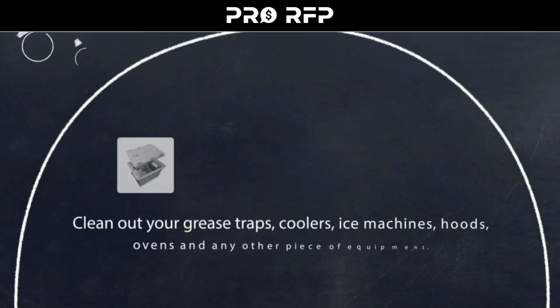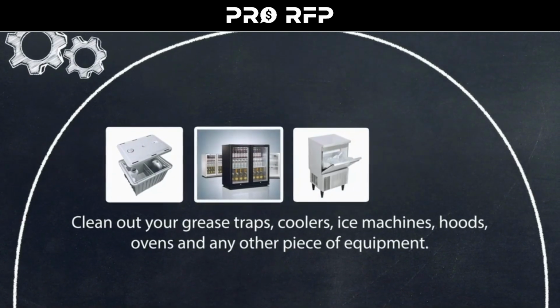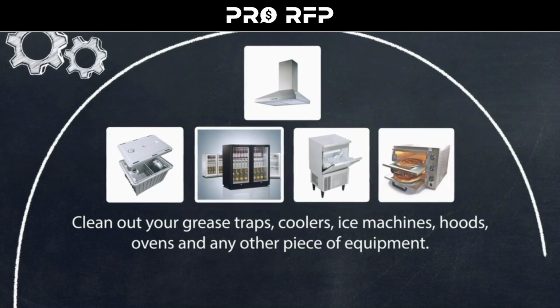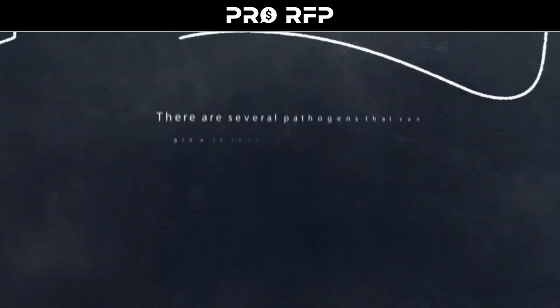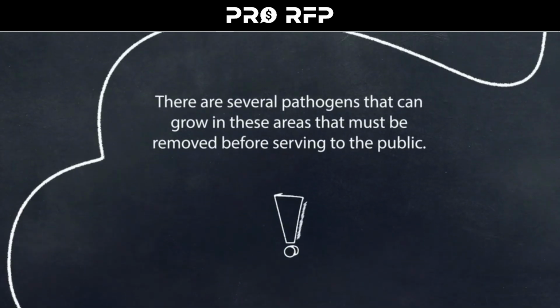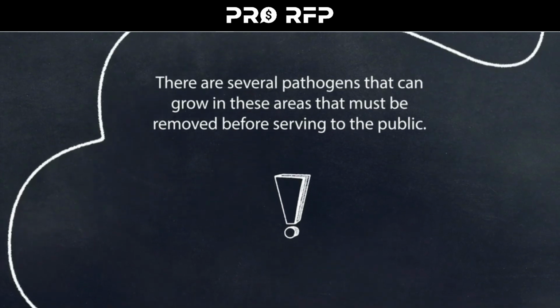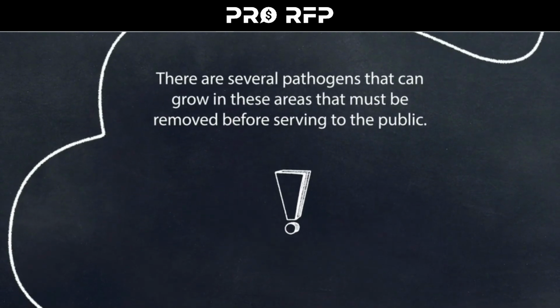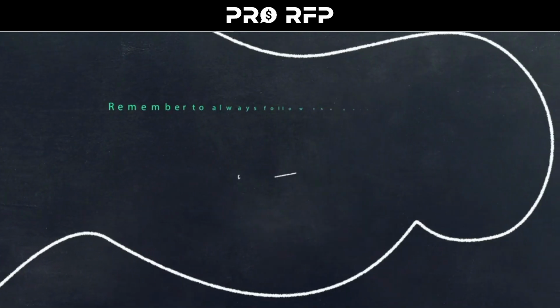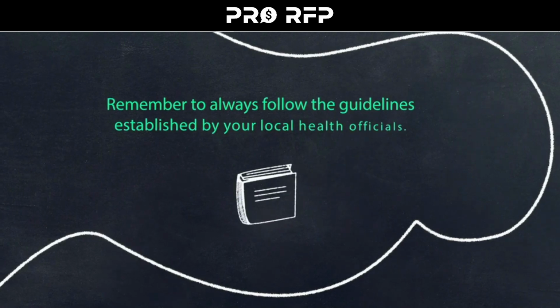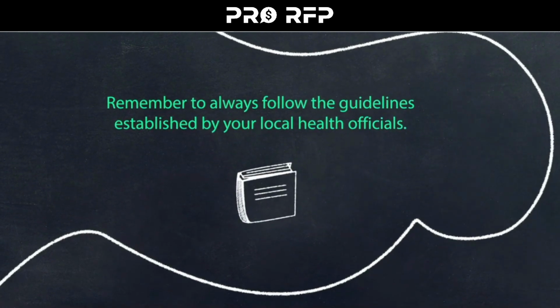Clean out your grease traps, coolers, ice machines, hoods, ovens, and any other piece of equipment. There are several pathogens that can grow in these areas that must be removed before serving to the public. Remember to always follow the guidelines established by your local health officials.